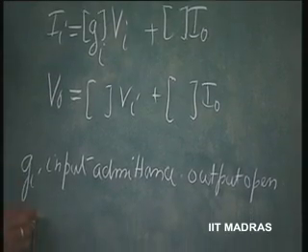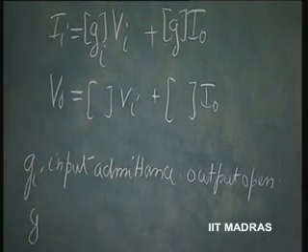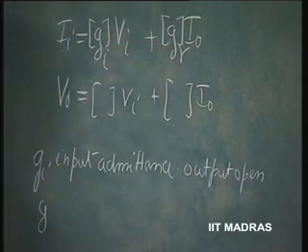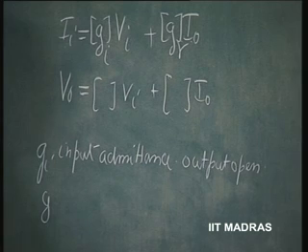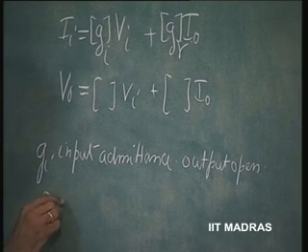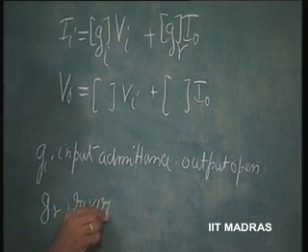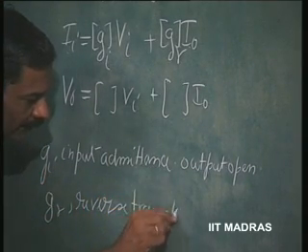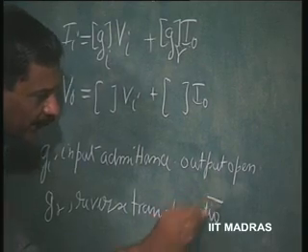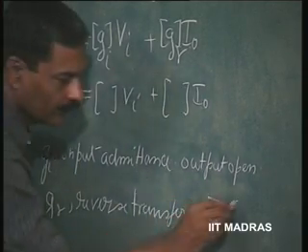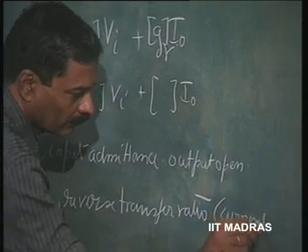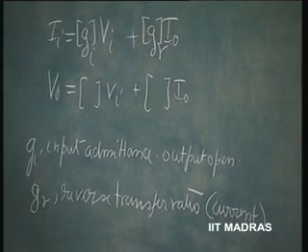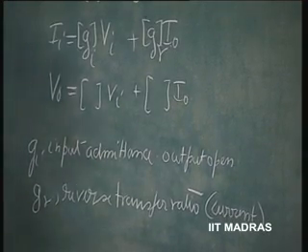Then G here, what shall I put? I naught and II are related, so it is reverse transmission here. GR, so reverse transfer ratio, but it is a what ratio? Current ratio. I by I naught when Vi is 0, that is input short circuited.